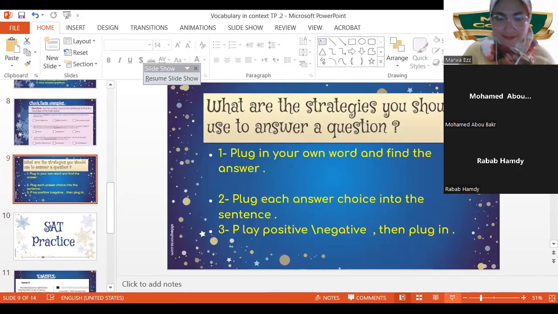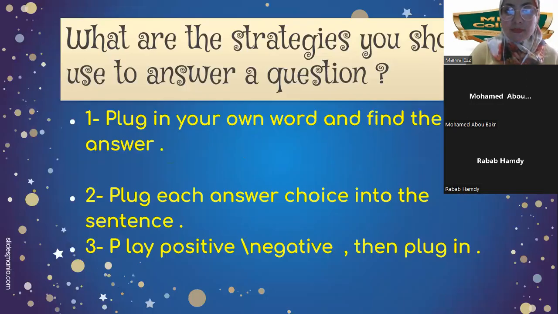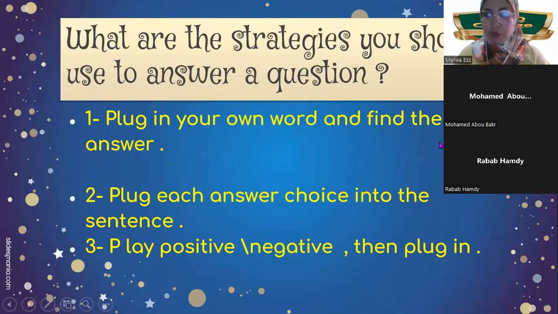Well, I think the first step is to read the sentence itself where the word falls and try to guess what it could mean. So comprehension and context clues. Yes, that's the best strategy of all. Then, when I'm able to guess the meaning of the word, I go and check the choices that are given in the question. If I find one that matches what I guess, that means it's it. If not, I may start playing the positive-negative game.